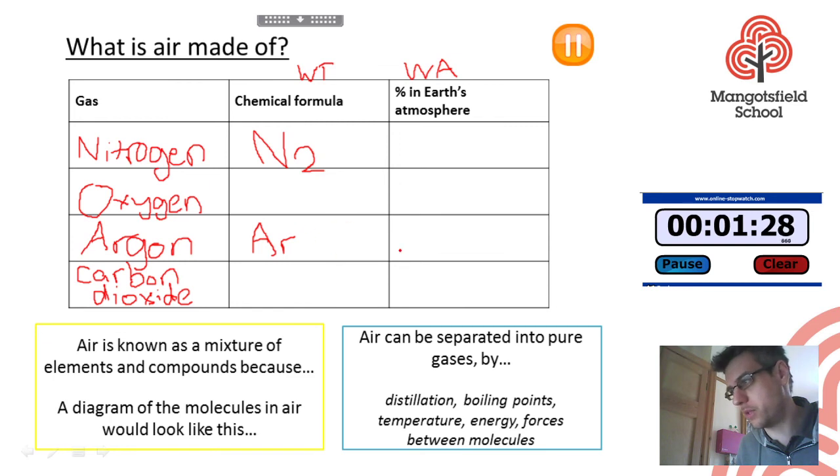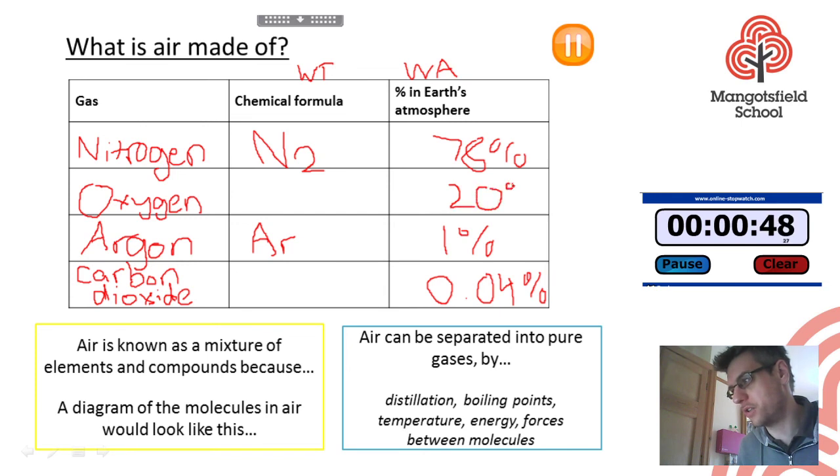And maybe I'll start writing in some of these percentages. Right, so argon was 1% of the Earth's atmosphere. Carbon dioxide was 0.04%. Nitrogen was about 78%. How many percent have we got so far? 79.04. Let's put 20 for oxygen. It shouldn't really go over 100%, but it will probably be slightly less than 100% because we haven't put water vapor in, we haven't put helium in. And then, yeah, why is air known as a mixture of elements and compounds?